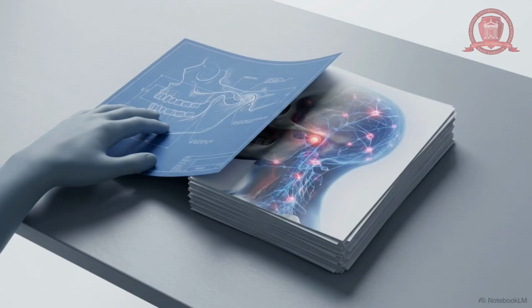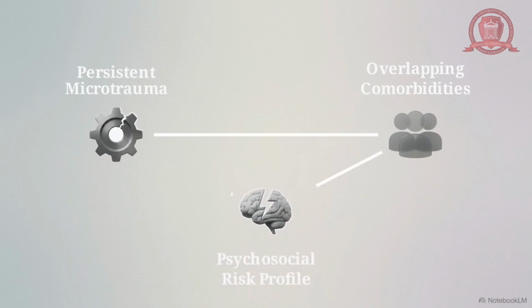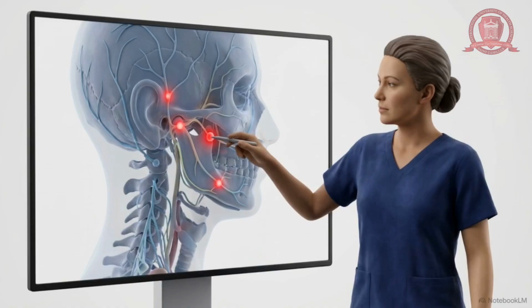Professor Micheloti's clinical research demonstrates that successfully treating these specific refractory patients requires abandoning the traditional, purely mechanical focus on the joint. The pathology is driven by 3 systemic variables: persistent microtrauma, the cumulative burden of overlapping physical comorbidities, and the patient's psychosocial risk profile. The transition from a mechanical joint model toward a neurobiological pain model provides the clinical framework required to accurately diagnose and rehabilitate these refractory cases.